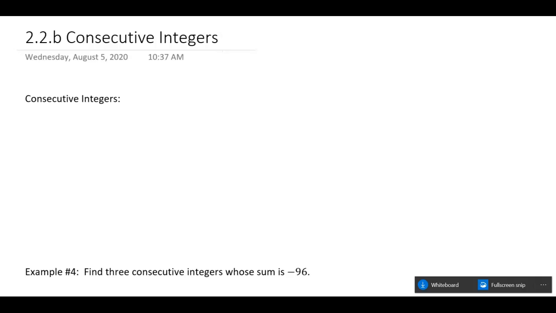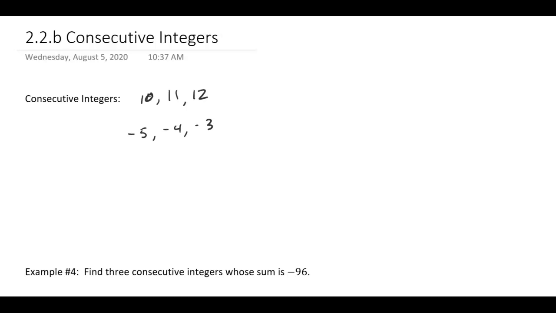Consecutive integers. So these are problems that talk about consecutive integers. Well, what are consecutive integers? Well, they're ones that come right after each other, like 10, 11, 12. Those are three consecutive integers. So it goes 10, then 11, then 12, right? But you could also have them be like -5, -4, -3. Those are three consecutive integers as well.